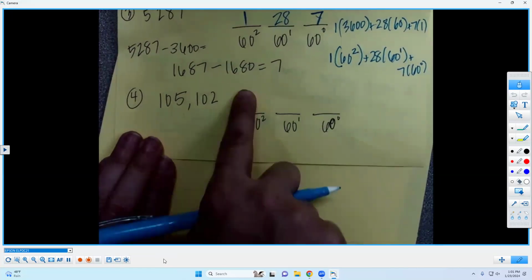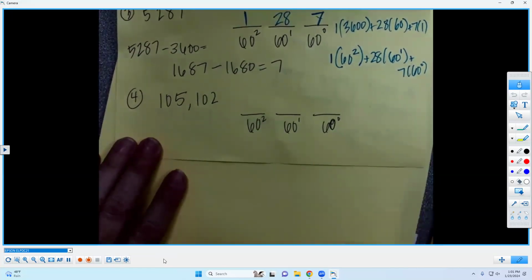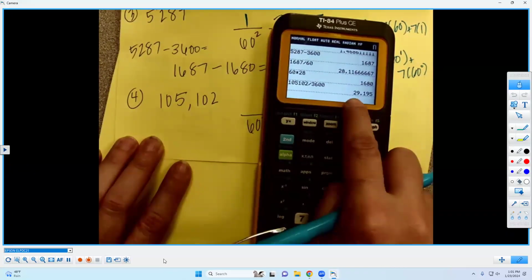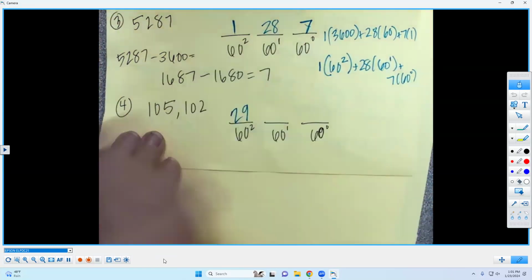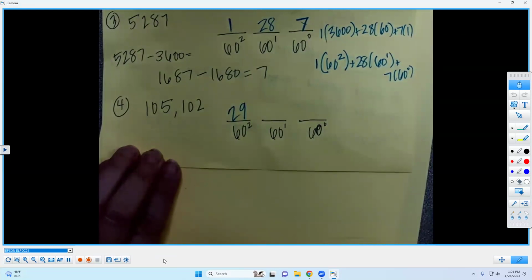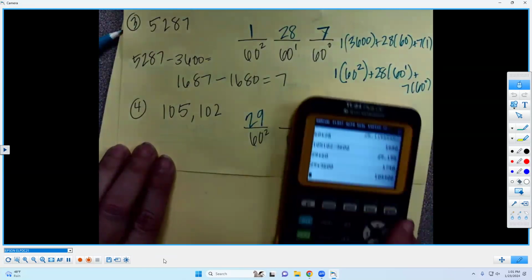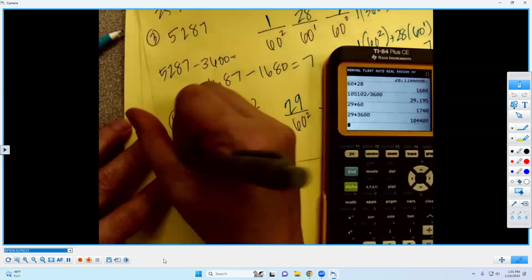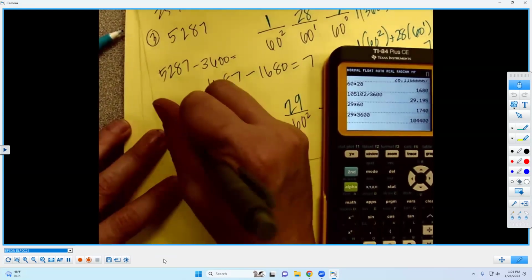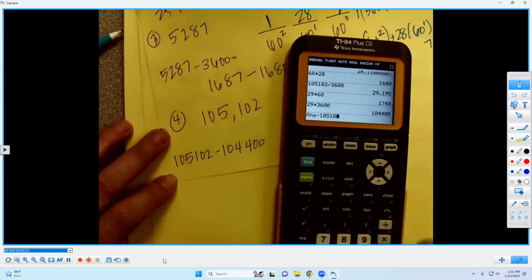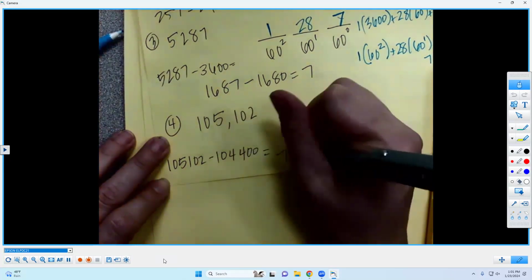So how many of these flats, or 60 to the second power, can I make? It takes 3,600 pieces to make one of them. So I can make 29 of them. It's the most I can make. 29 times 60, wrong, I did that wrong. 29 times 3,600 is 104,400. So I need to see how much is left after I make that. So 105,102 minus 104,400, and I get 702 left over.